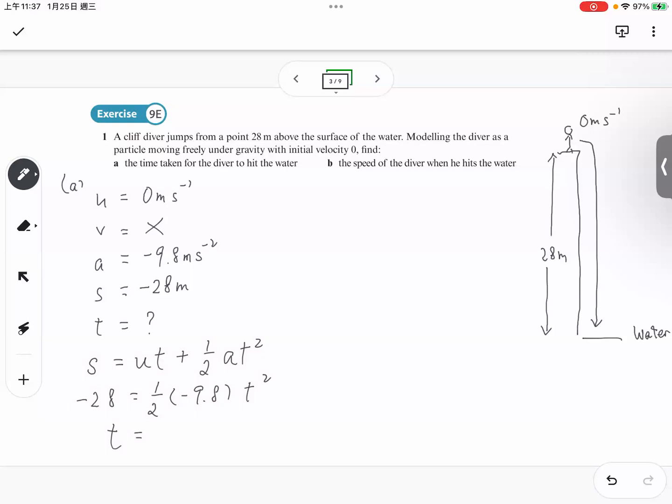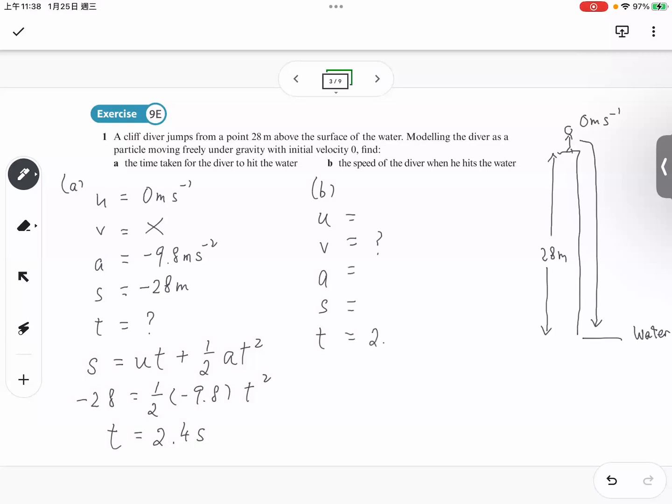The answer of T is 2.39 seconds, make it 2.4 seconds to 1 dp. So this is part A. Okay, and for part B, once again, you will see UVAST. I'm going to find the speed of the diver when he hits the water. That means we want to find V.